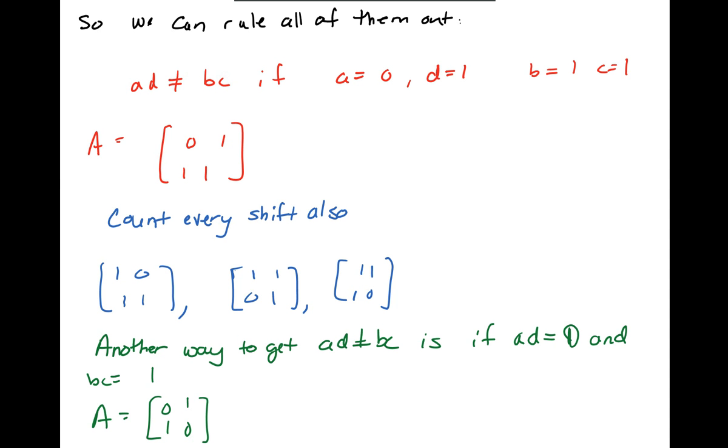Another way to get AD not equal to BC is if AD is 0 and BC is 1. Well, that can happen if A is 0, 1, 1, 0, and then you count a shift. So you just rotate all the elements. That also would cause the same problem. And that gives me a total of 6 different units. And I know I've got them all because I'm looking at the determinant equation.